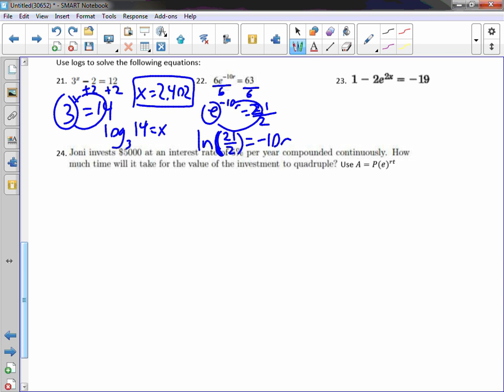which ln of 21 over 2 would be 2.35-ish, so that equals negative 10r. Last step is divide by negative 10. R equals negative 0.235. And that's your final answer there. So I'll give you a second to pause it in case you need to, but I need to erase this to have room to work on 23.